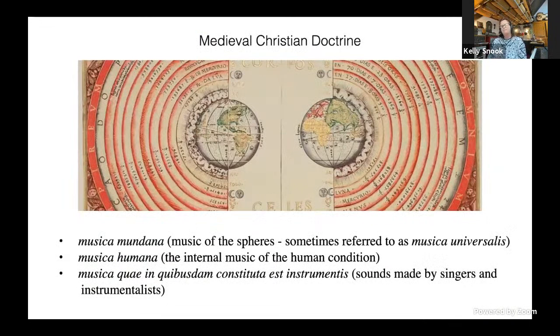The same person, Boethius, who shaped that thinking, also shaped medieval Christian doctrine. And at the time, there were three kinds of music in Christian doctrine. There was musica mundana, this idea of the music of the spheres, that all of reality is created from and shaped by harmonic principles. That was not audible. Musica humana, the music of the human spirit, the music of the body, the music of the human condition, all things human and musical.